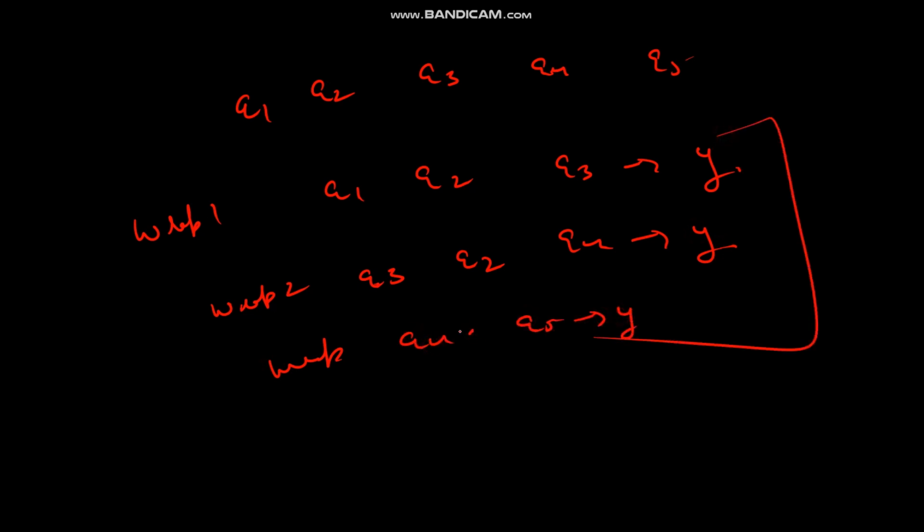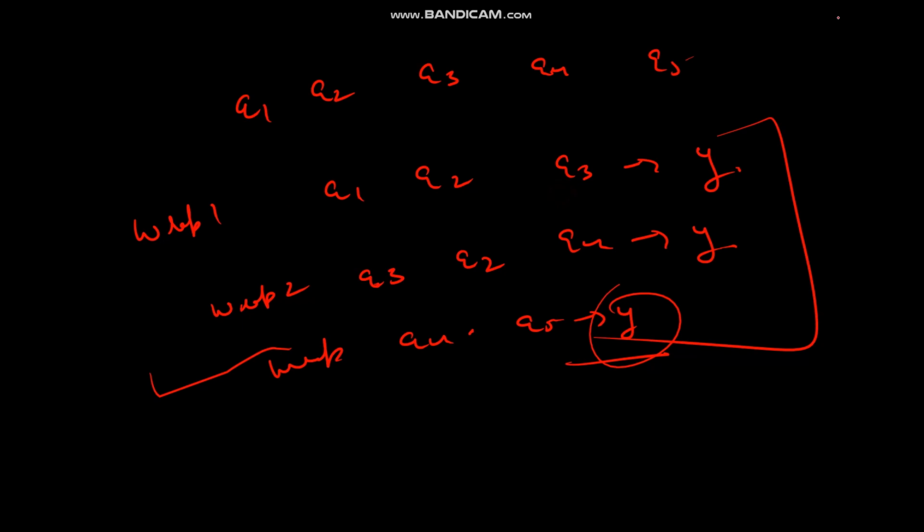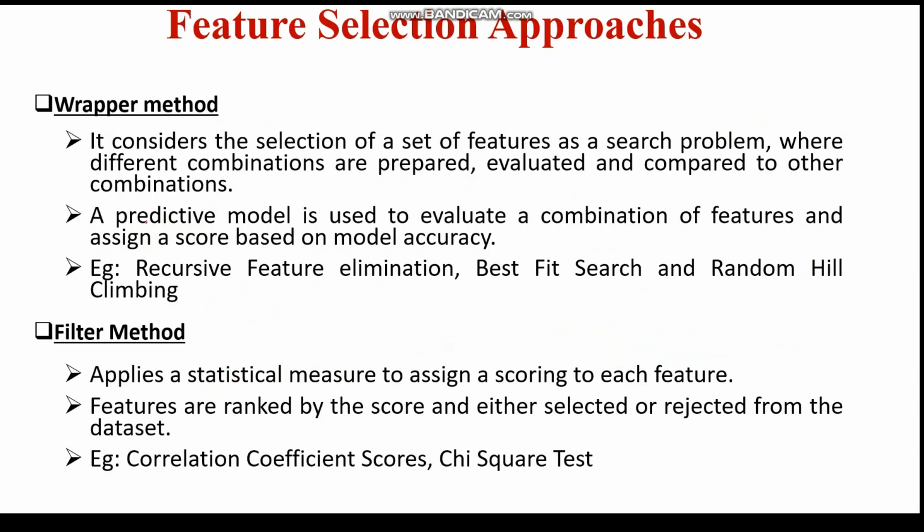So these are various combinations trying to predict certain values, and we will go with the best one, which is giving the highest accuracy. We will pick that combination. So this is known as the wrapper method. It uses a predictive model to evaluate a combination of features and assign a score based on the model accuracy. Recursive feature elimination, best fit search, and random hill climbing are some examples of this wrapper method.